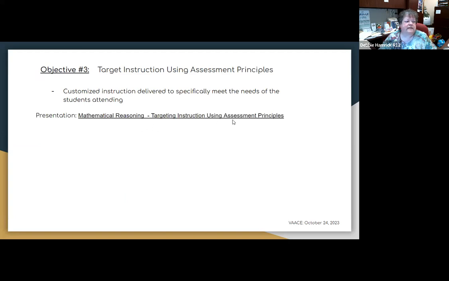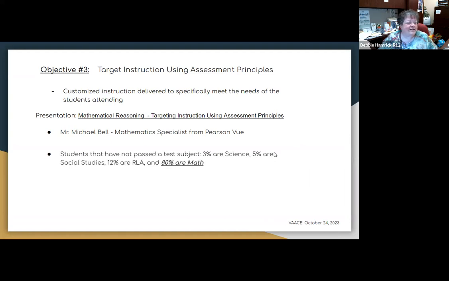And this was a presentation called Mathematic Reasoning, Targeting Instruction Through Assessment Principles. And this was with Mr. Michael Bell, who was the mathematics specialist from Pearson VUE, providing this presentation. And he's an interesting man and was very entertaining.